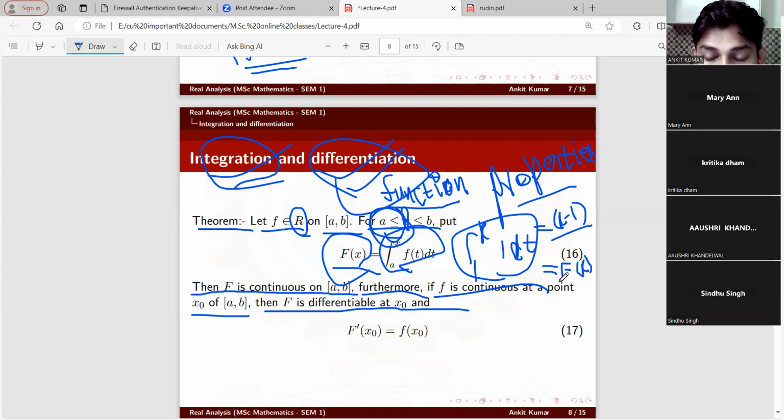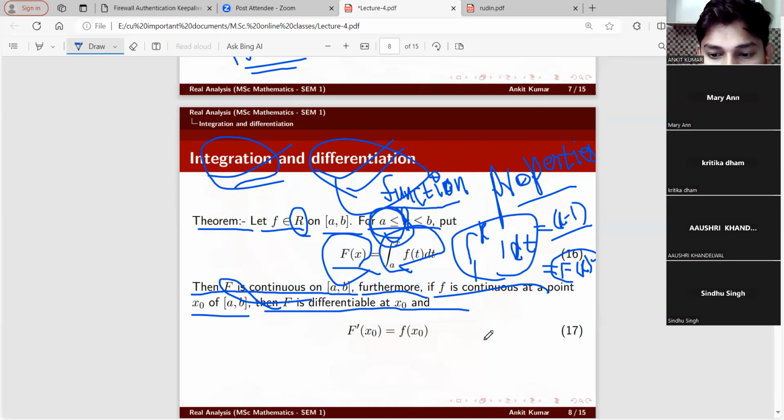Okay, so what are the different properties of capital F? First of all, capital F is continuous on closed a comma b. Continuous means x minus 1 is continuous. Okay, first property. Furthermore, if f is continuous at a point x naught, suppose this function is continuous at a point x naught, x naught is equal to 1, then F is differentiable at x naught. Okay. So if this function is differentiable at point 0 or 1, then F is differentiable at x naught.